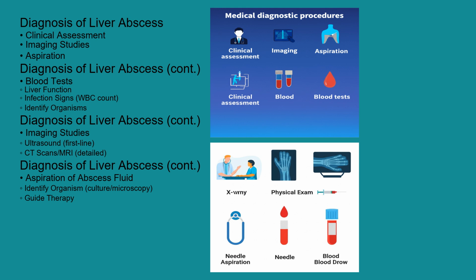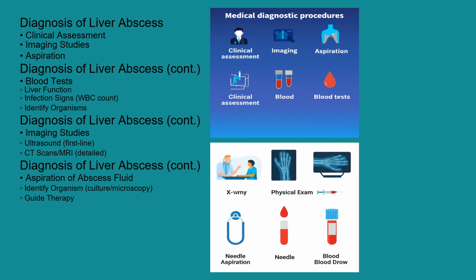How is a liver abscess diagnosed? A combination of clinical assessment and imaging studies is usually employed. Blood tests are typically performed to assess liver function, look for signs of infection, such as elevated white blood cell count, and identify any specific organisms. Imaging studies are crucial for confirming the diagnosis and determining the size and location of the abscess.